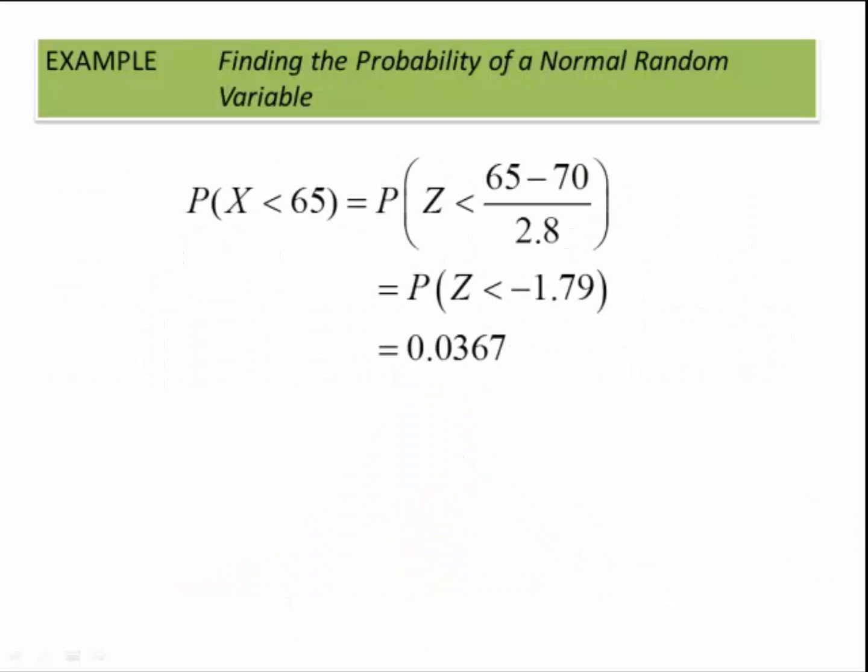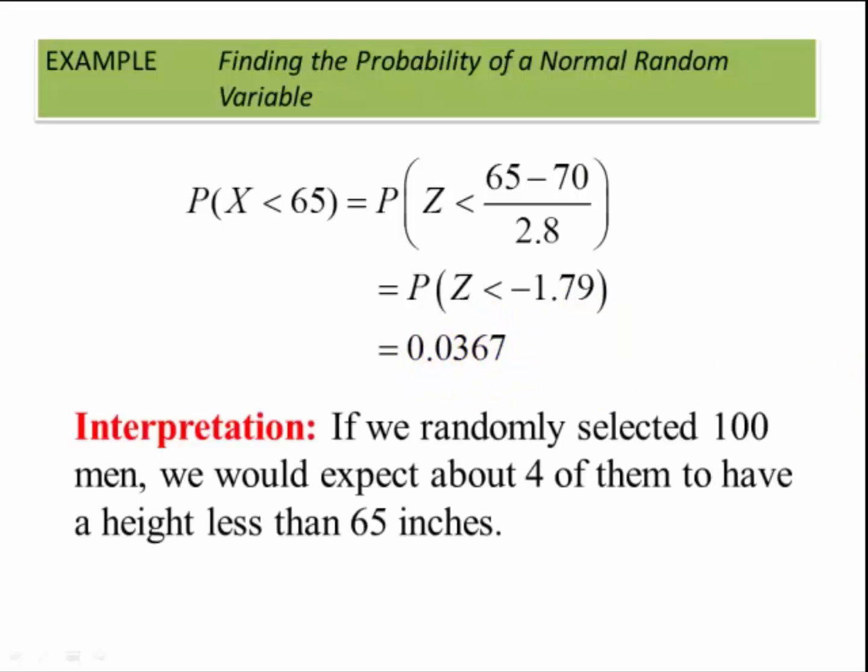Our next step is change our random variable to our z-score. So we're going to take x minus the mean divided by the standard deviation, and we end up with a z-score of negative 1.79. Looking up a negative 1.79 in table 5 yields this probability, 0.0367. So the interpretation of this, if we randomly select 100 men, we'd expect about 4 of them to have a height less than 65 inches.